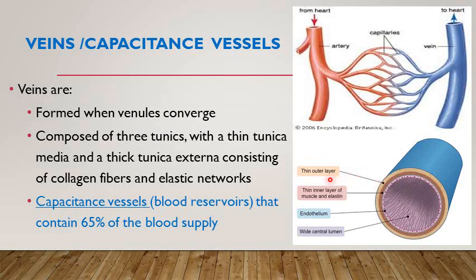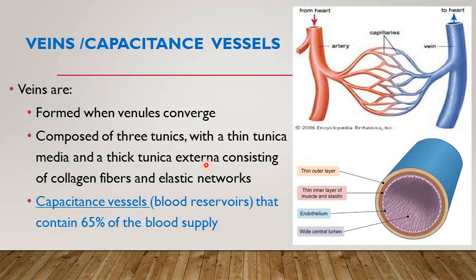When veins are formed, they are also composed of three tunicas, which we have already seen in the arteries. The tunica adventitia or tunica externa makes up the outer layer. Then the middle one is the tunica media, and the innermost endothelial lining makes up the tunica intima or tunica interna. All these three tunics make up the structure of a vein.